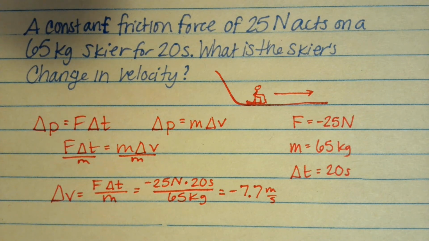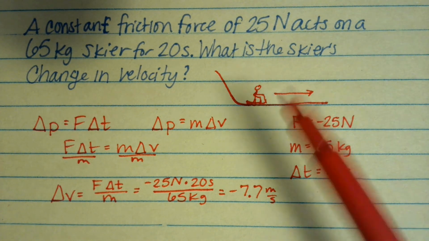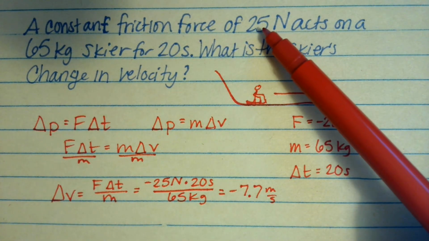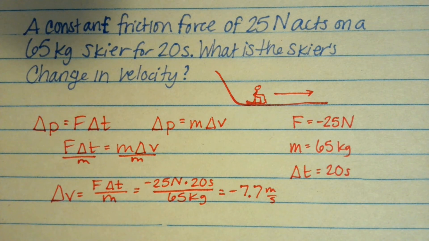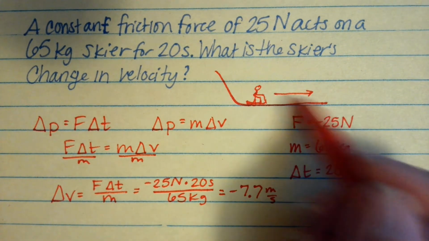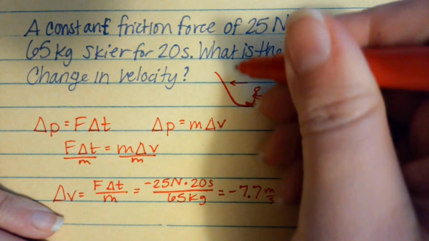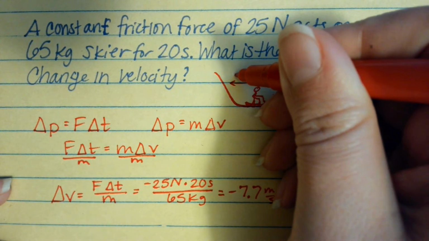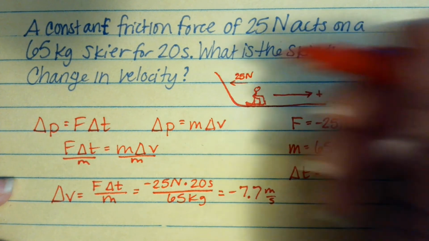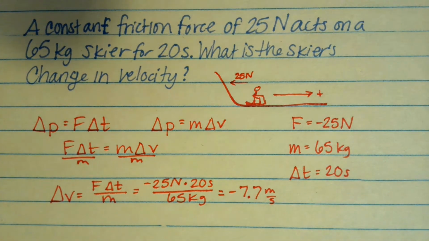Now, if there are any questions here, just let me know. But just to reiterate, I made the force negative because the force of friction is always working against motion. So if this is my motion, this is positive, then the 25 Newton force of friction is going in that direction, so that's why I made it negative, because it's always working against motion.